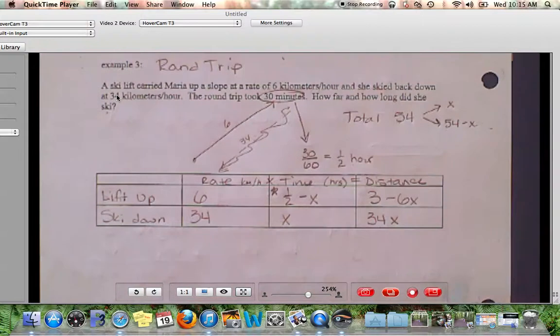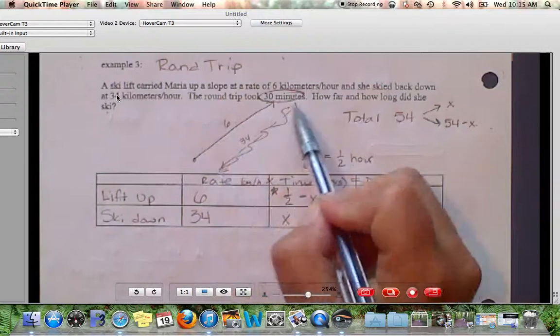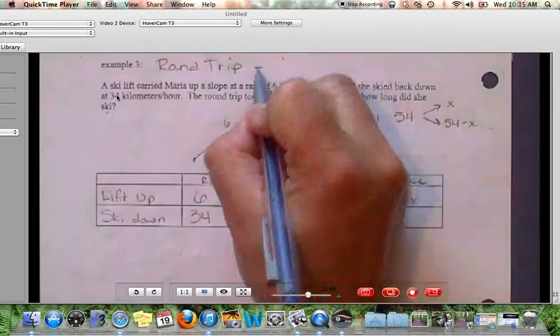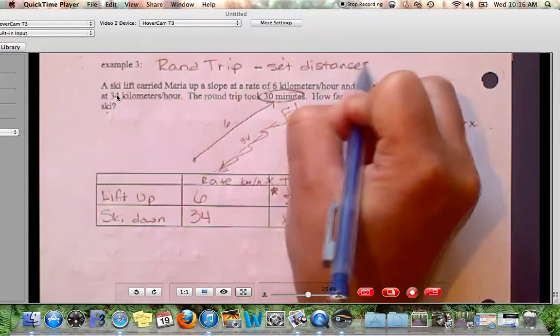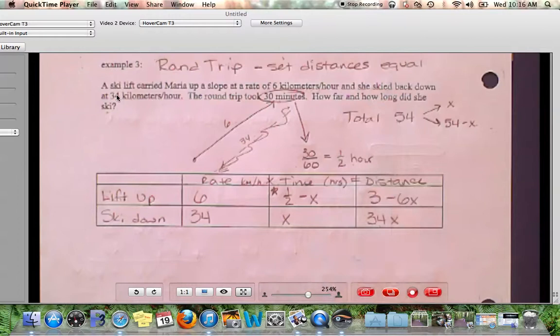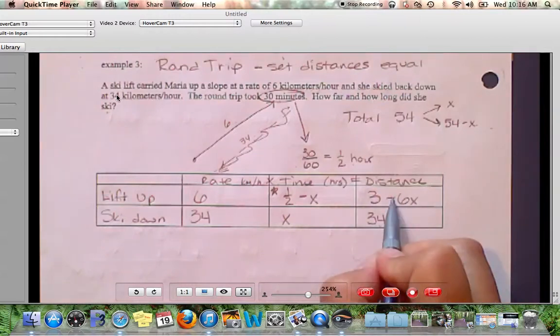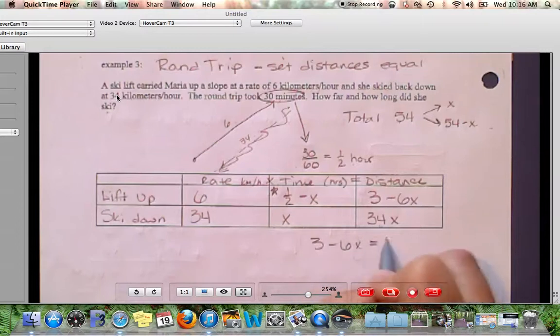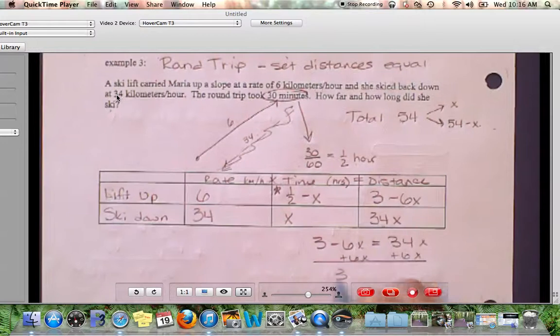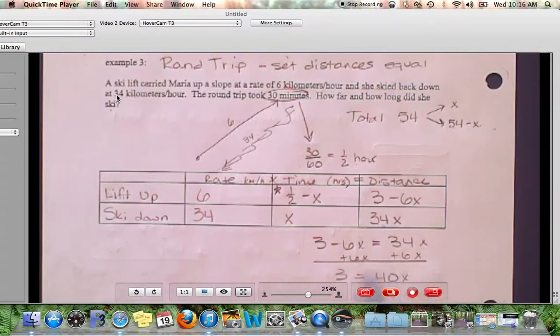Now, the question is, it's a round trip. What do we know about the distances? Going up to the top, coming back down. The distances should be the same. Set the distances equal. So the distance for the lift should be the same as the distance skiing down. So we set 3 minus 6x equal to 34x. Add 6x to both sides, and we get 3 equals 40x. Divide by 40, and we get x equals 3/40.